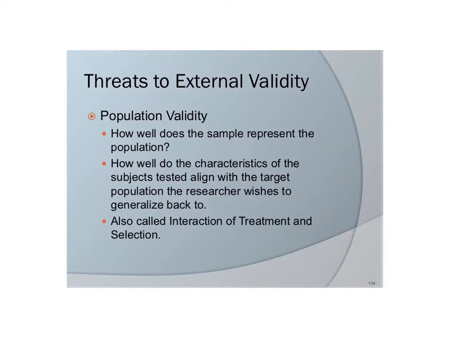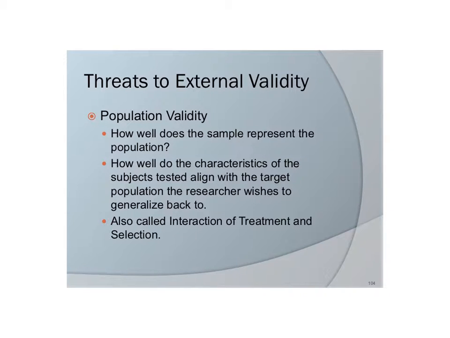Population validity is sort of the other coin to differential selection and internal validity. This again relates to the sample, but instead of looking at how it affects the dependent variable, we're looking at how well we can generalize. How well does the sample represent the population we intend to generalize to?